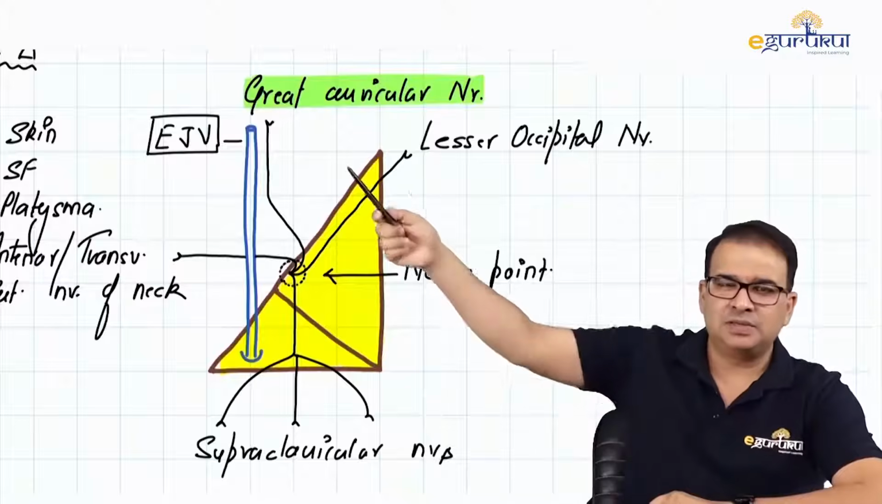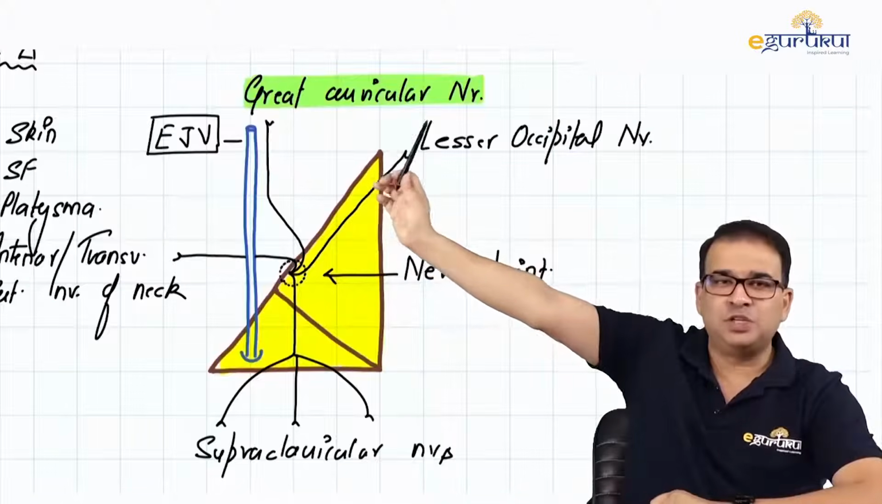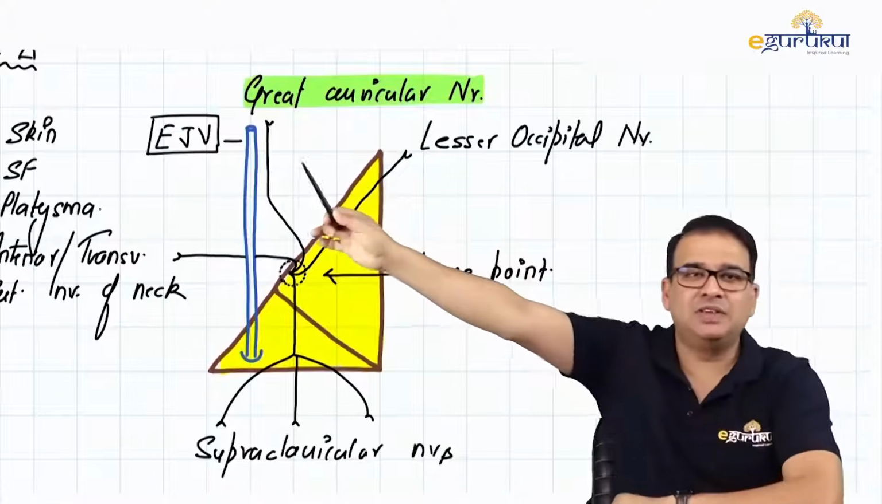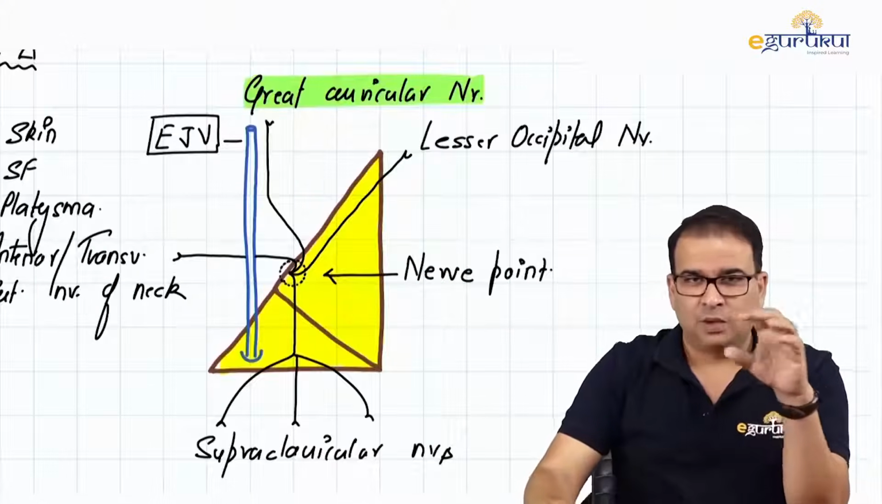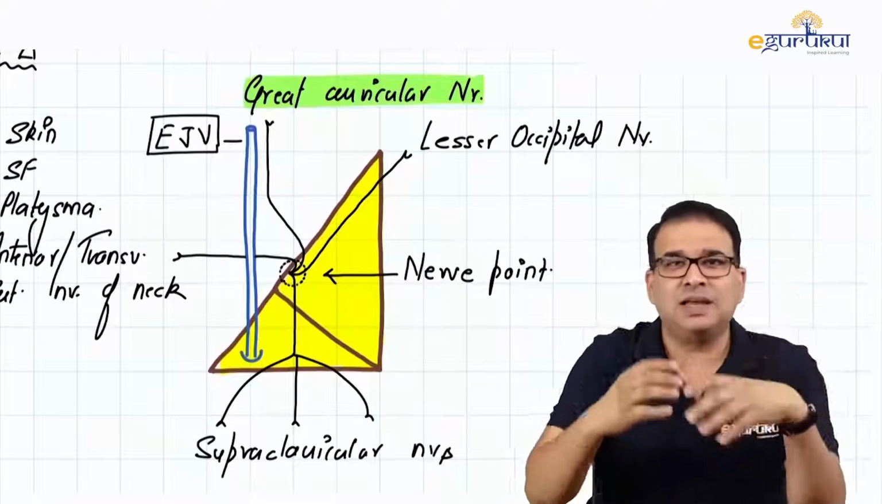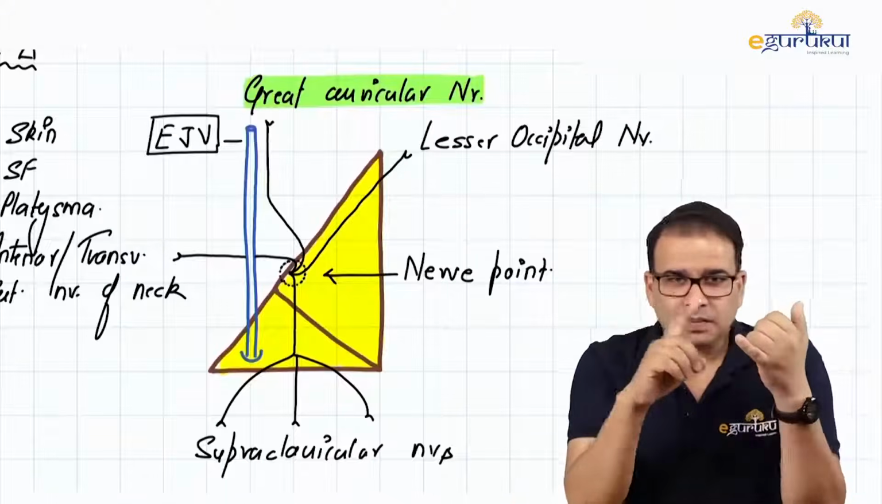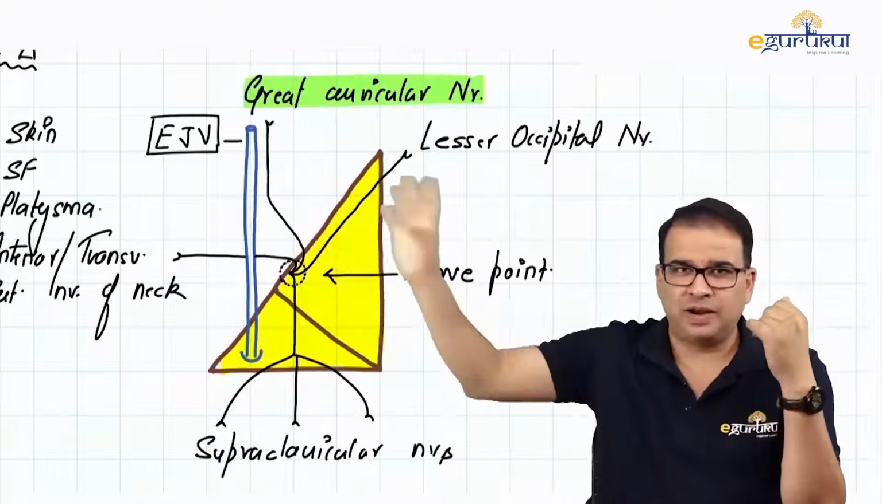Now one question here is a straight, simple relation question: which nerve in the neck is seen running with the external jugular vein? That is the great auricular nerve. Let me first discuss all this information with you, and then we're going to write it down. The great auricular nerve runs with the external jugular vein, fine, that's one thing.